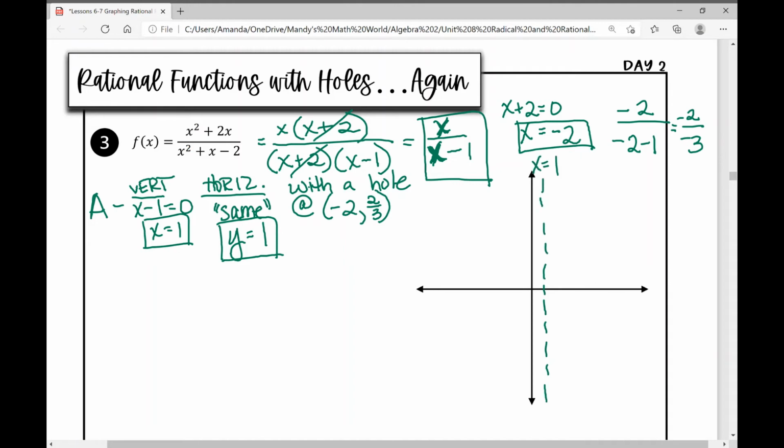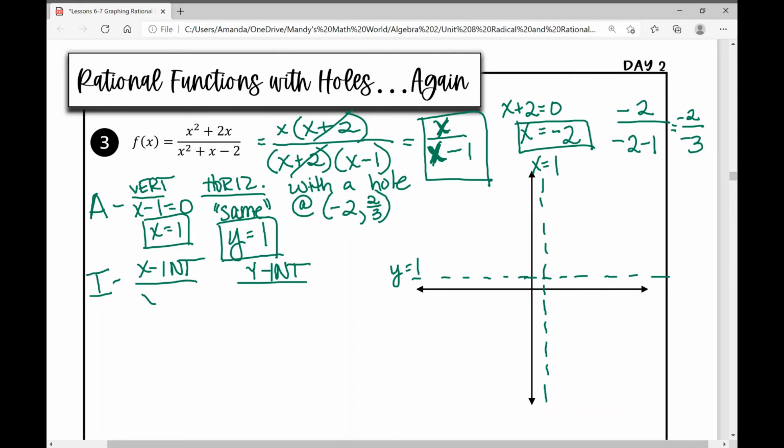X equals 1, and then y equals 1 is the horizontal asymptote. So now let's look for the x-intercept. What do I do to find the x-intercept? The x-intercept is when y is 0. If I plug in 0 for y, then what I'm finding is the solution to the numerator.